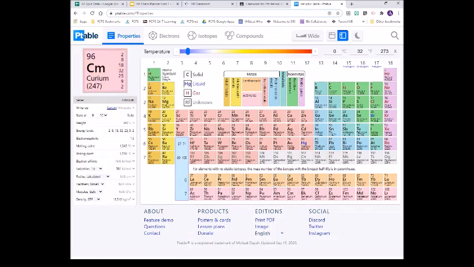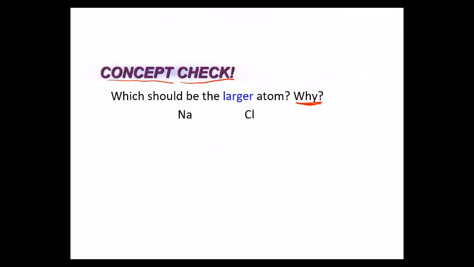Where is our sodium? Oh, it's right over here. Where is our chlorine? Oh, it's right over here. So what do you guys think? Sodium, good. Now why sodium? Now we have to explain the why. Why sodium? Remember, this is side to side here.